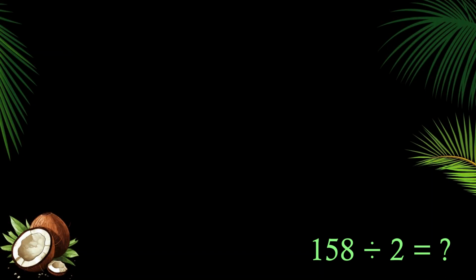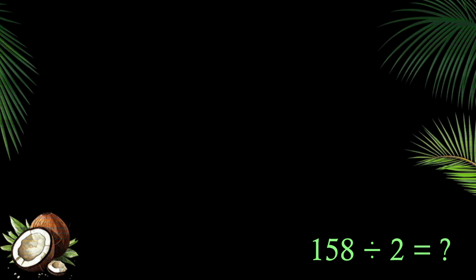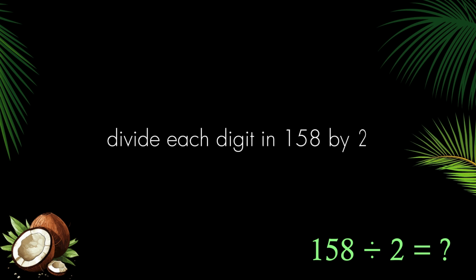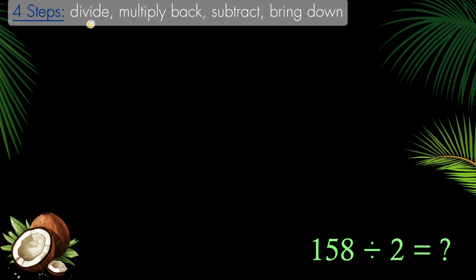158 divided by 2. How do we solve that? Stay with me. We're gonna figure it out together. Here's the plan. We'll divide each digit in 158 by 2, one at a time. And we'll follow these 4 steps. Divide. Multiply back. Subtract. Bring down. We'll keep using those steps until we reach the end.